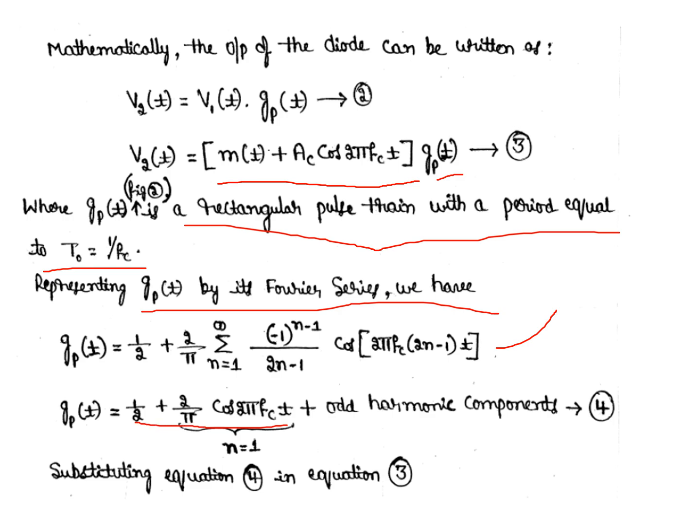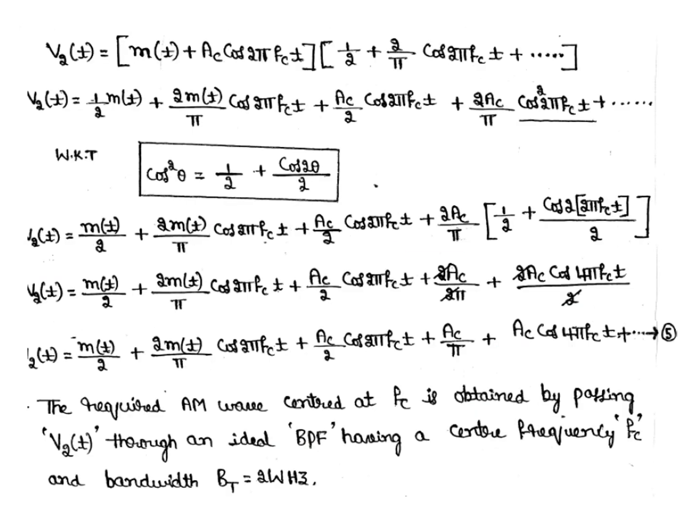Okay, these first terms are the important ones, and all the remaining terms are harmonic components. Substituting equation 4 and equation 3, you will have these mathematical terms. The required AM wave centered at Fc is obtained by passing V2 of t through an ideal bandpass filter.